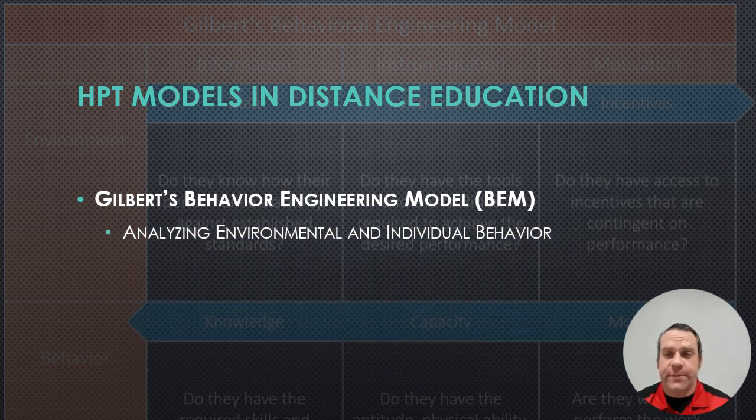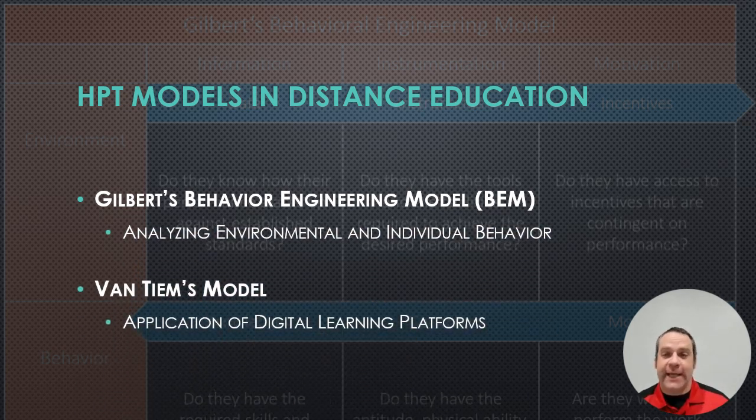One of the foundational models in HPT is Gilbert's Behavior Engineering Model, or BEM. This model is particularly effective in identifying both environmental and individual factors that contribute to performance gaps. In an online learning setting, BEM helps us understand how factors such as technology access, learner motivation, and the design of learning platforms can impact student success, as shown in the study by Giacumo and Breman in 2020.